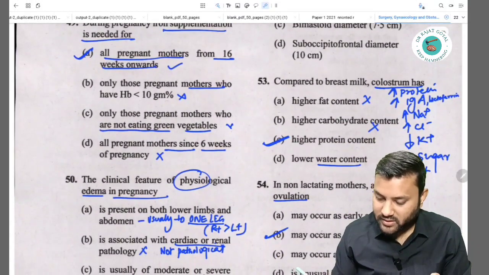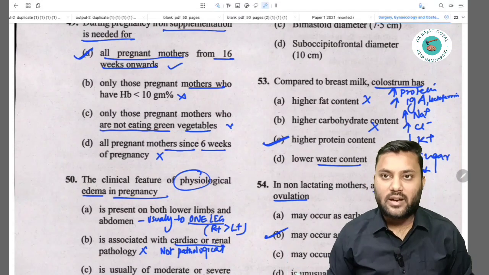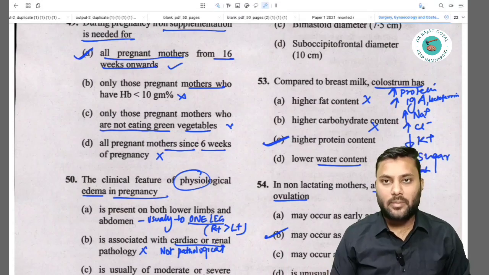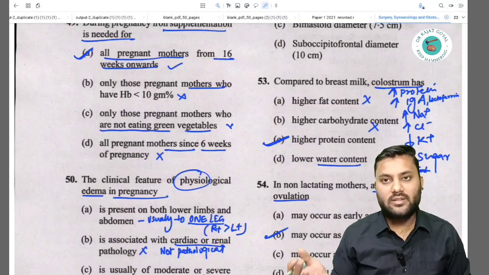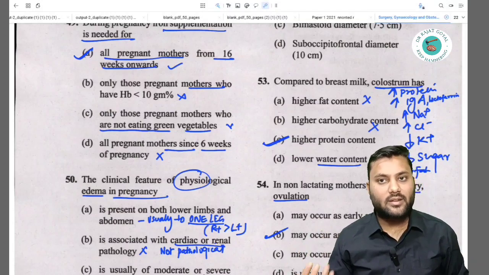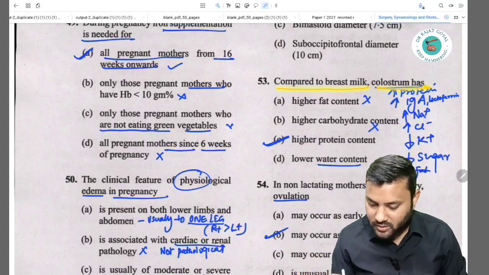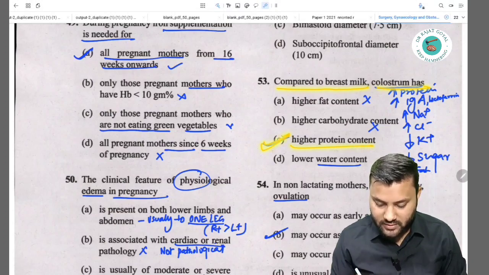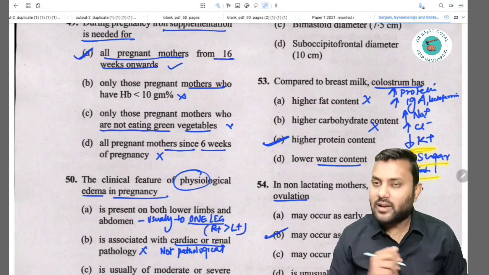Compared to breast milk, colostrum has, we know that colostrum is generally the milk which comes in the starting 3 to 4 days, and it is a thick, yellow milk, and it generally has antibodies or immunity factors and proteins. So it has less fat and sugar. So compared to breast milk, colostrum has higher protein content. This is true because it has high protein, high IgA, high sodium, high chlorine, and less potassium, less sugar, and less fat.